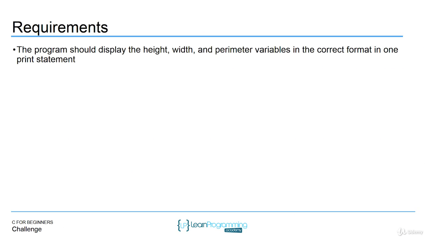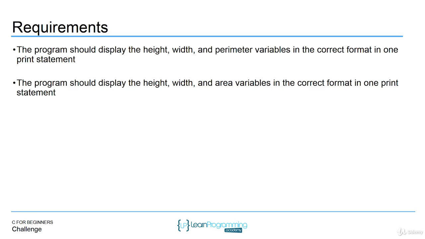As the output for this program, you're going to display the height, the width, and the perimeter variables in the correct format. The other thing that you're going to learn through this challenge is how to use the printf function to display the value of variables. So you're going to need to understand format specifiers. You're going to need to understand the escape sequence \n, so you print out line feeds. The first display should be the perimeter. The second display should be the area with the height and the width as well.